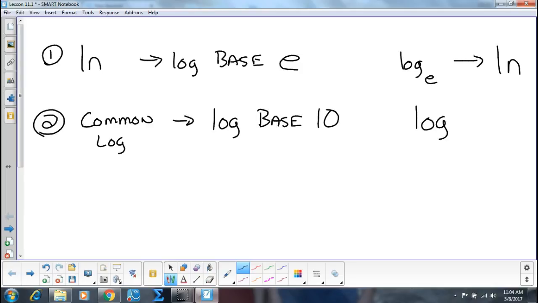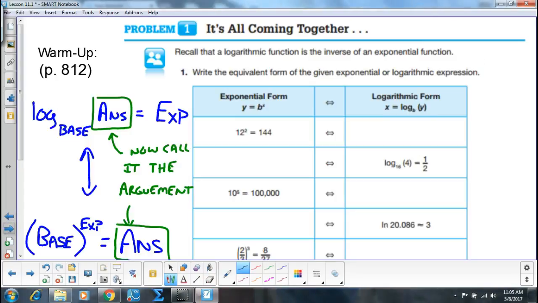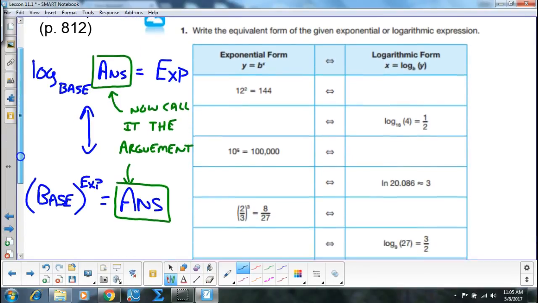All right? These two are also keys on your calculator. Natural log is the ln key on your calculator. Log, common log, log base 10, is the log key on your calculator. Okay? So I wanted to talk about those so that you guys have those written down for you so you can go on for this chapter. What I'd like you to do today as a warm-up is, on page 812, fill in that chart.